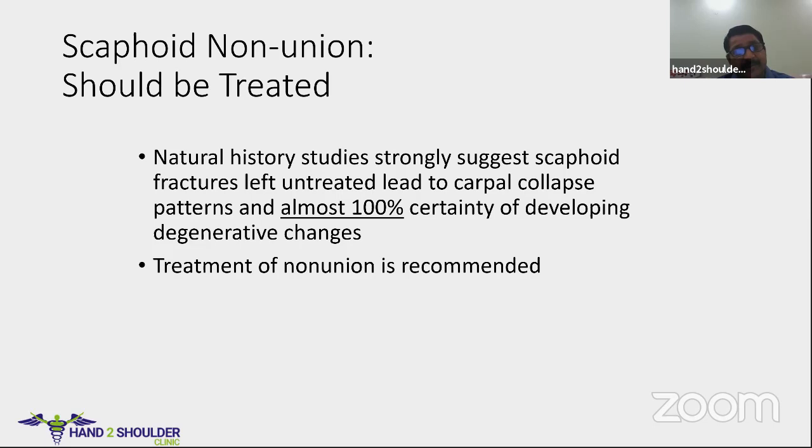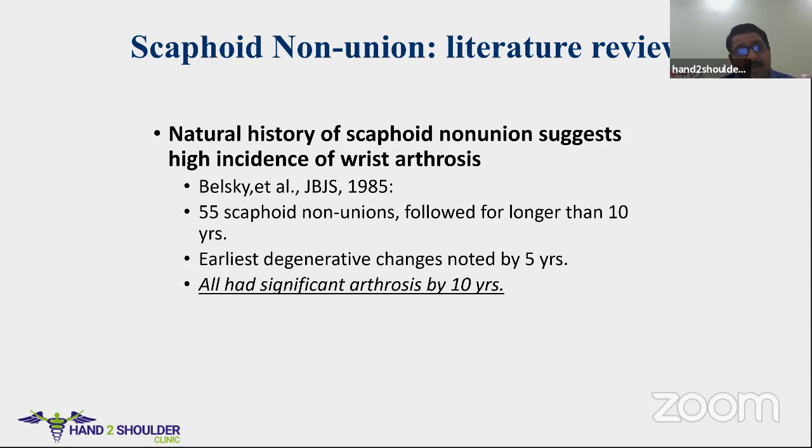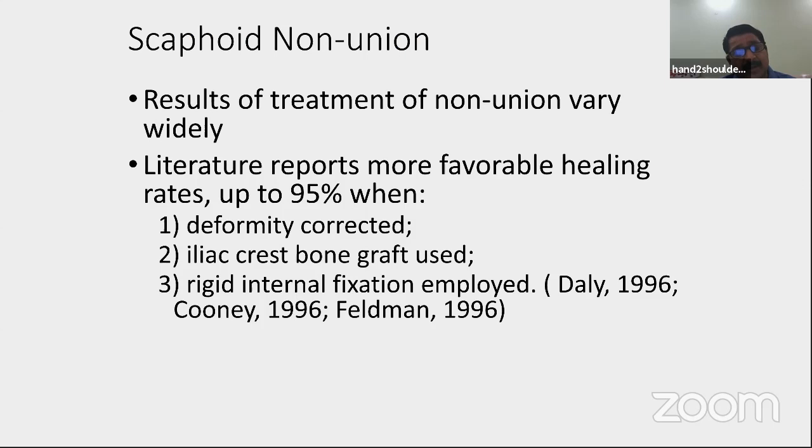The answer is yes, we should treat them because almost 100% of them will go into arthritis if we don't treat them. The literature supports this: Mack et al., 1984, followed up 47 non-unions and saw that all of them developed degenerative changes after 5 years. Again, Belsky 1985 followed up 55 non-unions for more than 10 years. They found that all had significant arthrosis by 10 years. So we should treat them. Another reason is that our results of treating non-union are good. Up to 95% union rates have been reported.